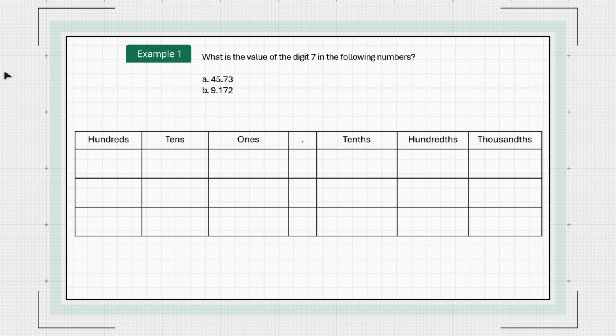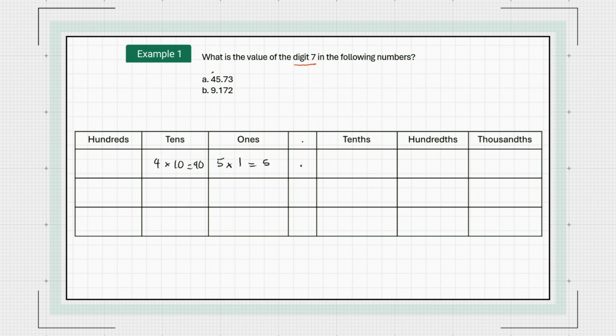So in this video we're going to look at place value and how decimals can be interpreted. In this first question we have: what is the value of the digit 7 in the following numbers? And we all know that when we are dealing with positive digits, so let's look at the first one, 45.73, we know that the 4 represents 4 groups of 10. It's 40. And the 5 represents 1, which is 5 groups of 1, which is 5.